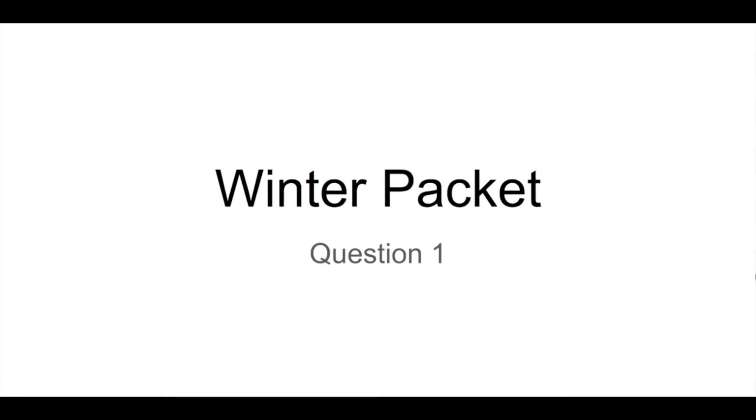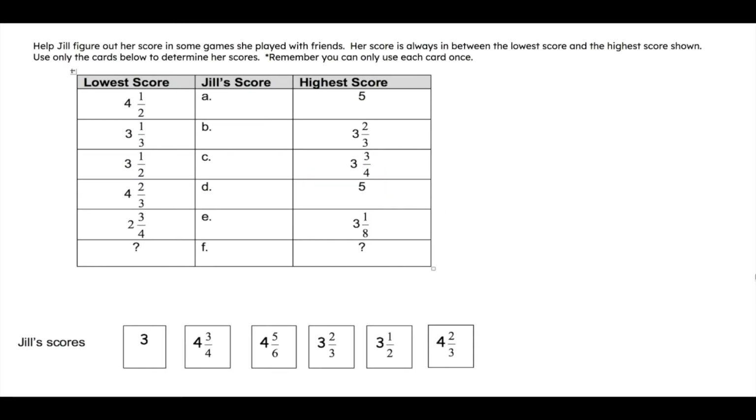Winter Packet, question 1. Help Jill figure out her score in some games she played with friends. Her score is always between the lowest score and the highest score shown. Use only the cards below to determine her scores. Remember, you can only use each card once.